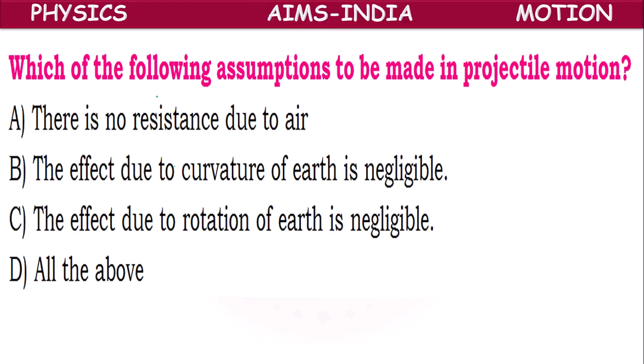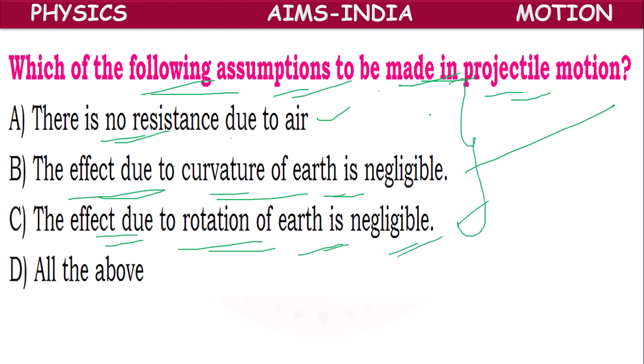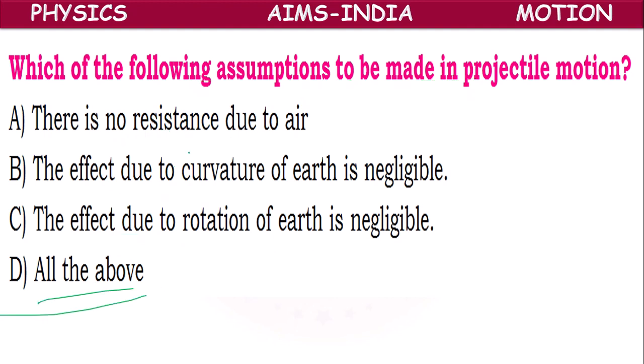Next one. Which of the following assumptions are to be made in projectile motion? There is no resistance due to air, correct. Effect due to curvature of earth, negligible, correct. Effect due to rotation of earth, negligible, correct. All three cases we have to consider. But they have given the fourth option as all the above. So the fourth option, D option, is correct.